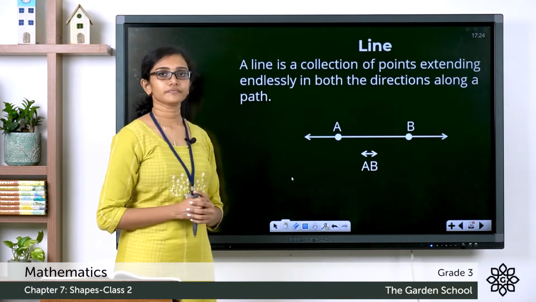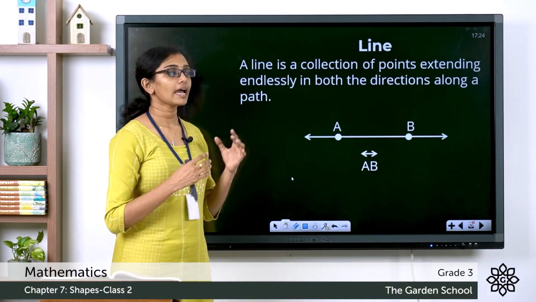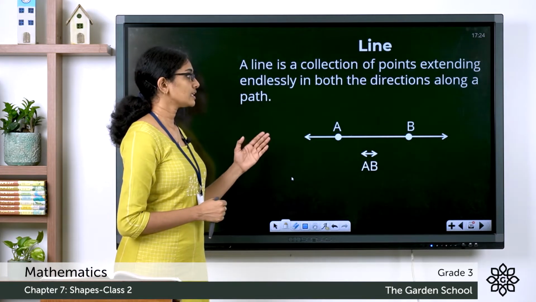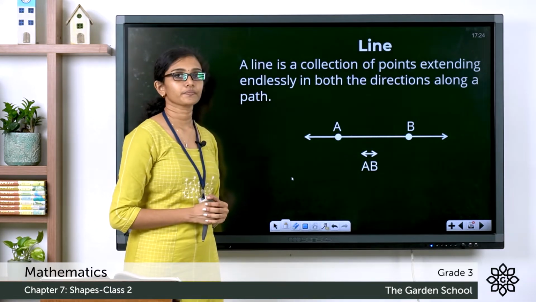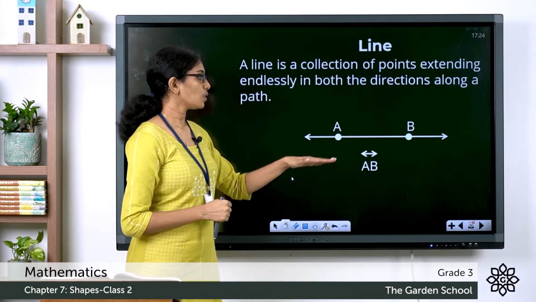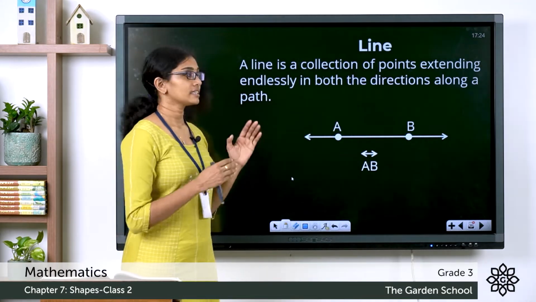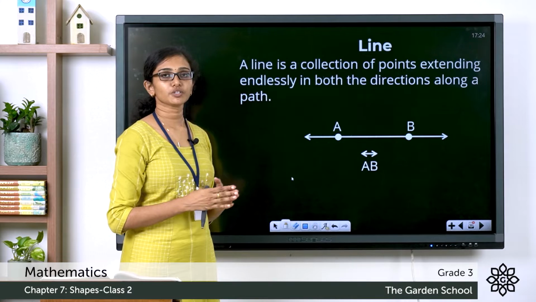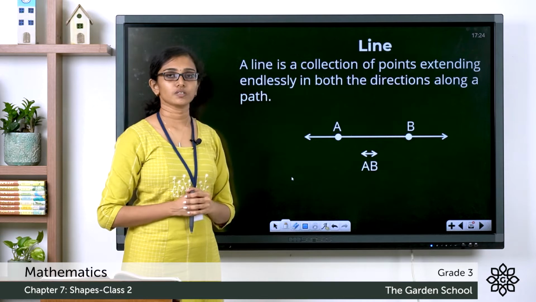Now a line. What do you mean by a line? A line can be defined as a collection of points extending endlessly in both directions along a path. You can see line AB here, where A and B are 2 points on the line. And this is how you represent a line, with a double-sided arrow written on top of 2 points on the line. See, these 2 arrows represent that the line is endlessly extending. It cannot be measured. The length of the line cannot be measured. It is extending both ways, in both directions.